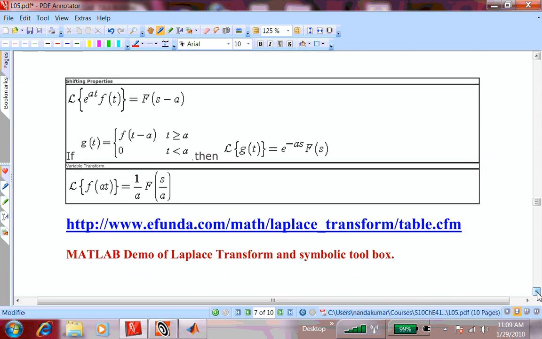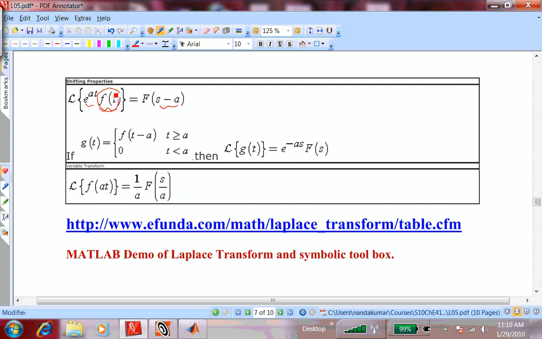Okay, so the other one is called the shifting of the function. If I have a function and I multiply it by e to the power at, a again being some constant, and then I take the Laplace transform, it is the same as taking the Laplace transform of the original function, and wherever you have s, replace it by s minus a. So this is called a shifting operator, it just shifts. These rules are very useful to know because whenever you're multiplying by an exponential function, you don't need to worry about doing the integration. You find the transform of the original function and shift it by a.